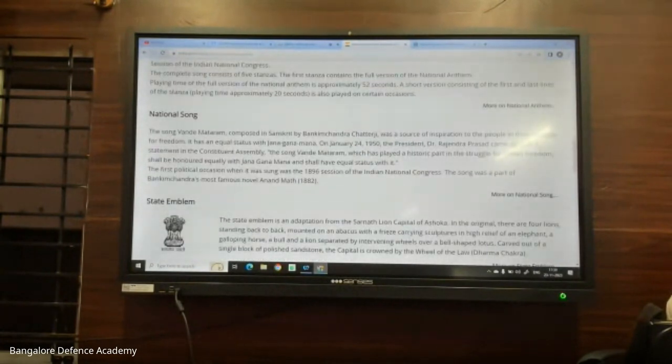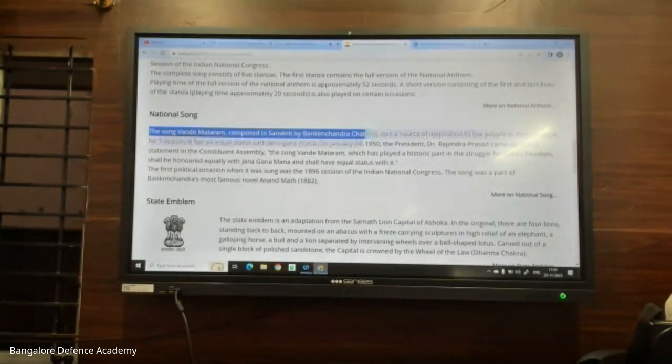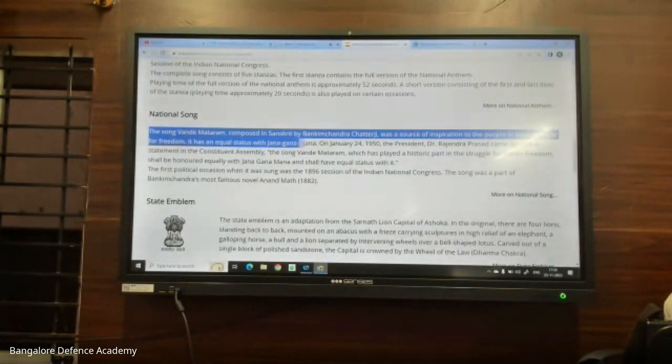Okay, the song Vande Mataram. Look at this. The song Vande Mataram was composed in Sanskrit. In which language? By Bankim Chandra Chatterjee. By whom? Bankim Chandra Chatterjee. It was a source of inspiration to the people in the struggle for freedom. It has an equal status with Jana Gana Mana.